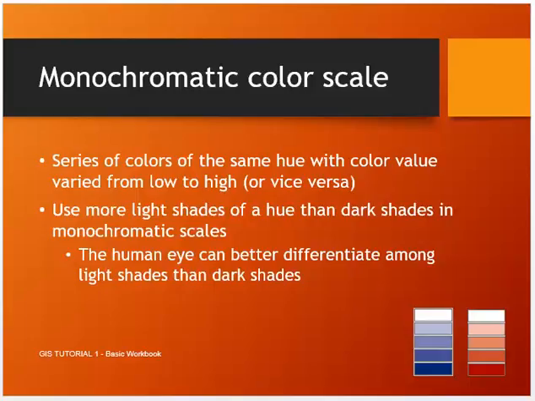A monochromatic color scale goes from white to the hue with the color value. So in this case, white to blue, white to red, uses varying shades of that color. So you're limited to maybe 5 to 6 different shades of the same color before you start to lose differentiation.